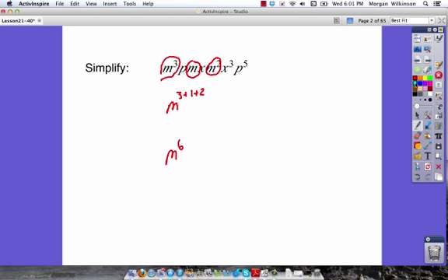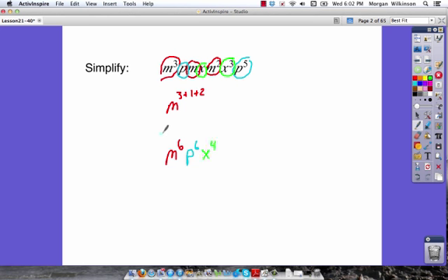Then, let's look at our p's. We've got p, that must be p to the first. We've got p to the fifth, so p to the first plus p to the fifth, 1 plus 5, that must be p to the sixth power. And then finally, we have our x's. We've got x, that must be x to the first. We've got x to the third, 1 plus 3, that must be 4. So we've got x to the fourth power.